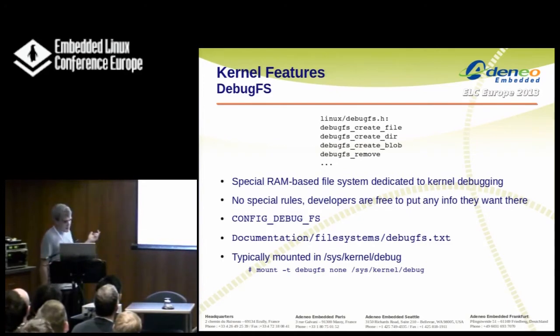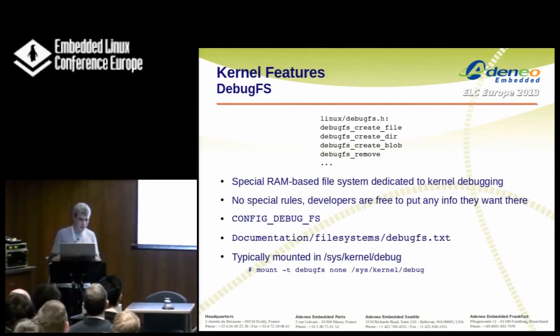To activate it in the configuration, search for debugfs, find it in kernel features. You can read more about it in Documentation file system debugfs in the kernel sources. And on most systems it is mounted under the sys file system, in sys kernel debug.